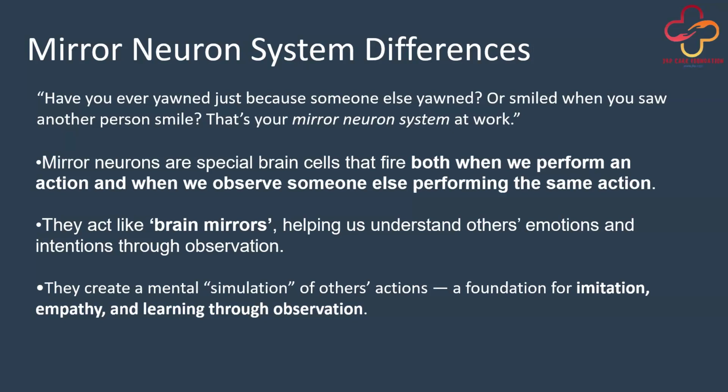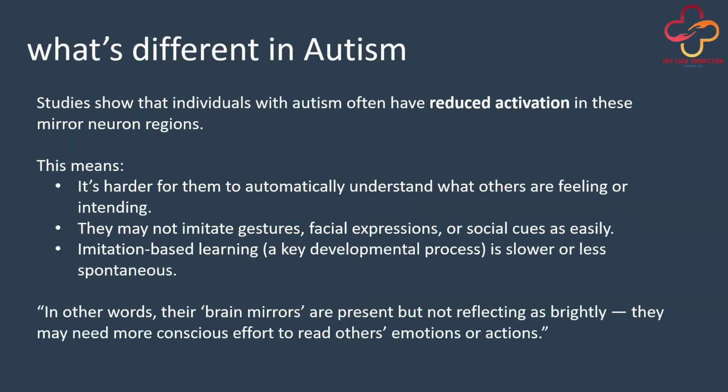Now, in autism, we find that mirror neurons are limited. That is the reason children with autism find it difficult to imitate, to have empathy for others, and to learn through observation. Studies show that individuals with autism often have reduced activation of these mirror neuron regions.